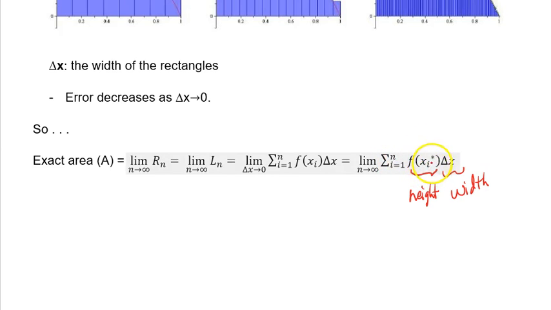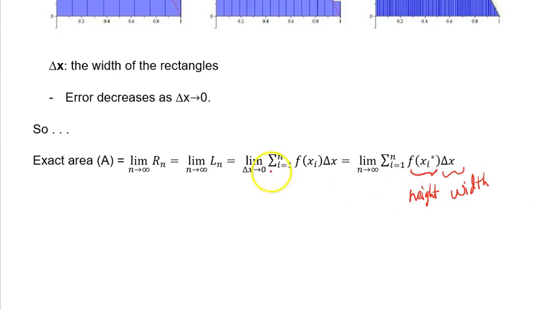So this x sub i with the star is talking about whichever rectangle you're on if you're looking at a specific one at a time, because sometimes with Riemann sums you look at a specific one. And so when you take that limit as n goes to infinity of that, that's when you're getting the exact area. So again, I wanted to focus on this, and this is basically how you found the height and width when you were doing them by hand.